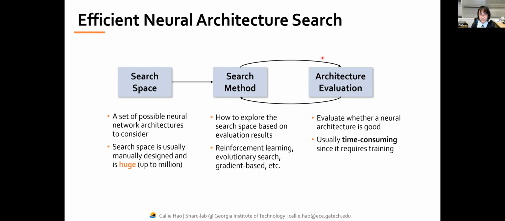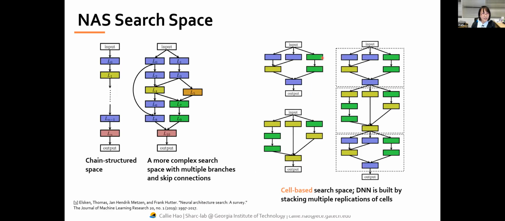Every component has to be efficient. So the first one, NAS search space. What are our choices? There are many, many different ways to conduct NAS search. So there are many different search spaces. We have chain structure, for example, on this one. This is a very straightforward deep neural network architecture.